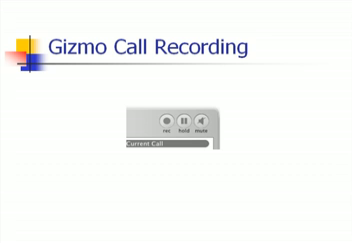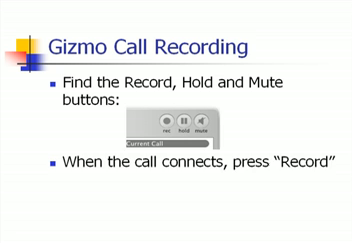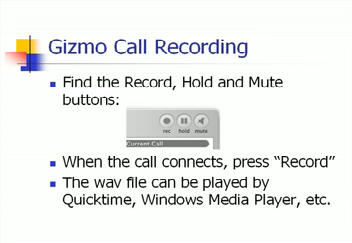For call recording, at the bottom of the call control drawer on your Gizmo, you will find 3 buttons: Record, Hold, and Mute. After a call is connected, you can press the Rec for Record button, and Gizmo will begin recording the call. The file is placed by default on your desktop, but you can specify a location in your software options preferences. The file is a WAV file and should be playable from any media player like QuickTime or Windows Media Player.